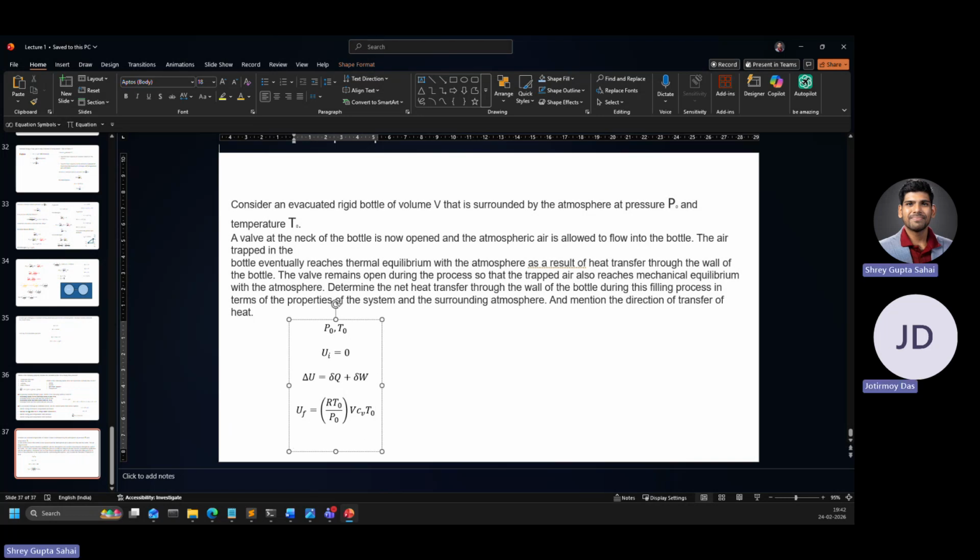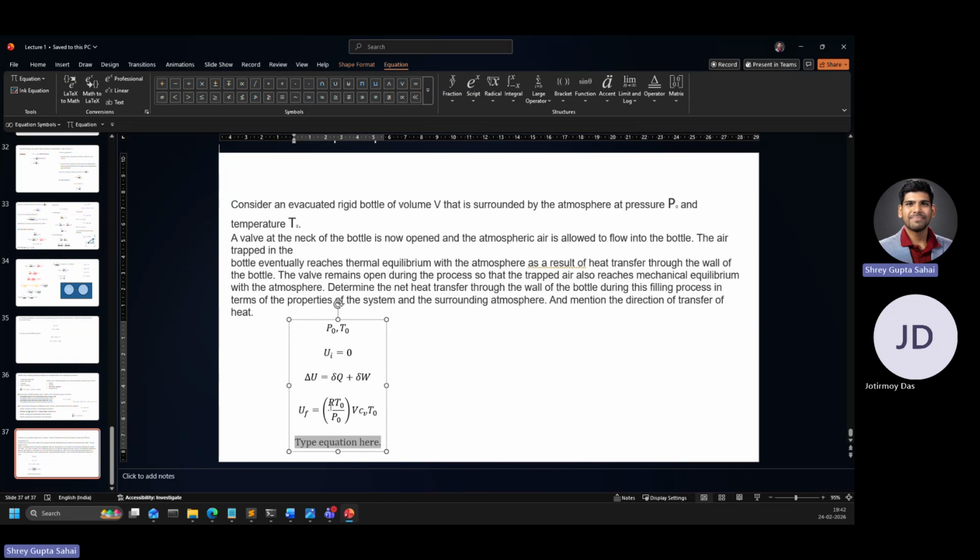Again, another important thing is I know that this is a free expansion process. There is no work done in this process, right? Yes, free expansion. So I can remove the deltas and put just Q and W. W is zero, so Q will be this much.